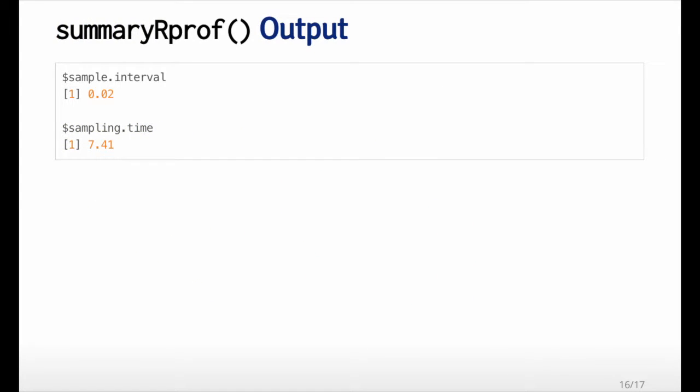The last part of the summaryRprof output is just the sample interval, so you can see what time interval the sampling took place at for printing out the function call stack, which is 0.02 seconds, and the sampling time, which is just the total amount of time that the expression took to run. I think this is equivalent to the elapsed time in the system.time function.